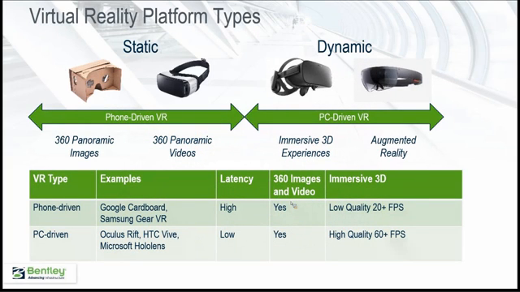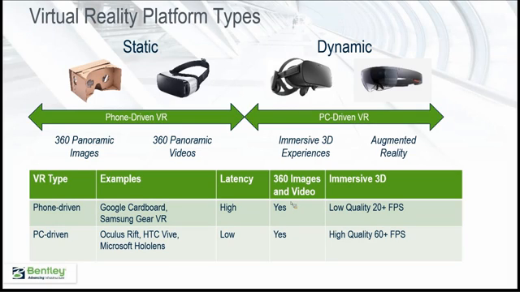So let's talk a little bit about the various virtual reality platforms. There are 2 types of platforms: phone-driven VR. These are virtual reality headsets that work with your phone, as the name implies. So these would include things like the Google Cardboard, the Samsung Gear VR, and there are many, many other variants of these, but those are certainly the 2 most popular. And then we have PC-driven VR. The PC-driven VR are the ones where all the very high-end headsets work, such as Oculus, the HTC Vive, and the Microsoft HoloLens.